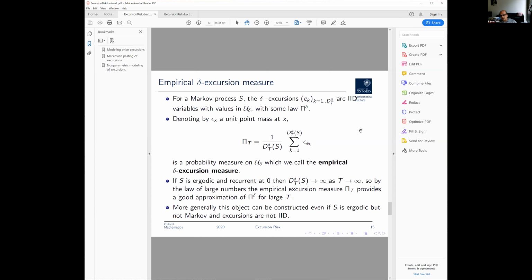Okay. So here, the point is that with this new construction, I don't need anything to be Markov. I need things to be ergodic. So as the observation period increases, I get more and more samples of delta excursions. And then I can have a law of large numbers or an ergodic theorem, which tells me that this sample distribution will converge to the distribution of delta excursions pi delta.